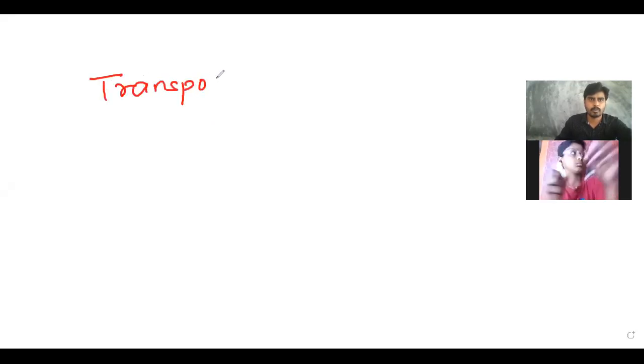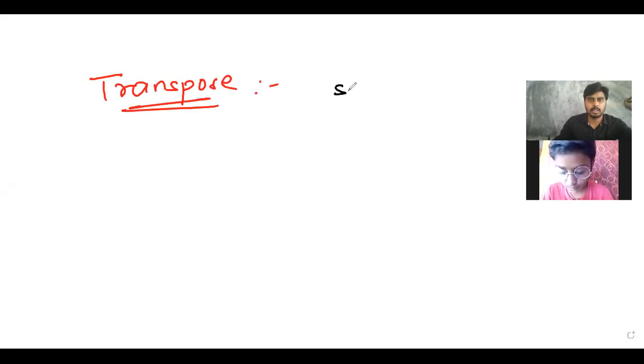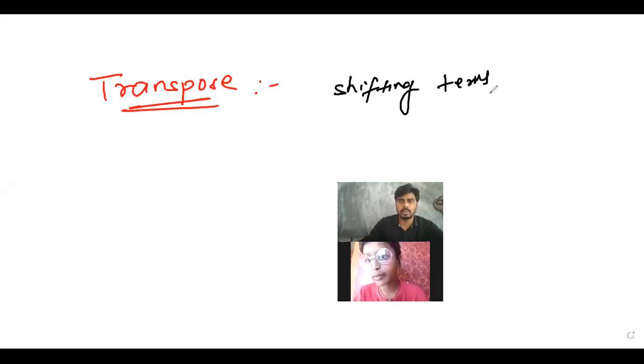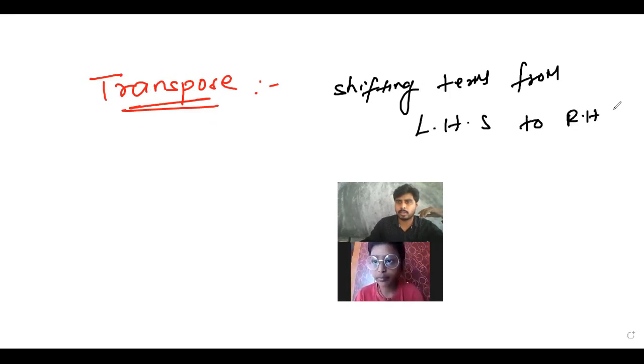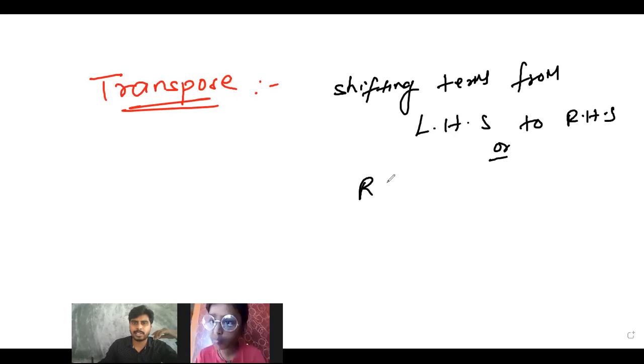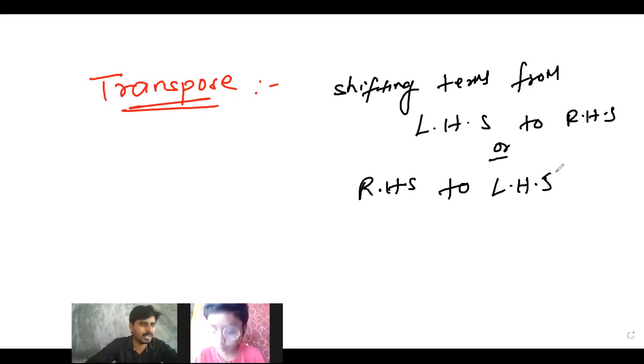Transpose. Now, see, transpose is nothing but shifting terms from LHS to RHS or RHS to LHS. Listen carefully. This transpose process is very important.